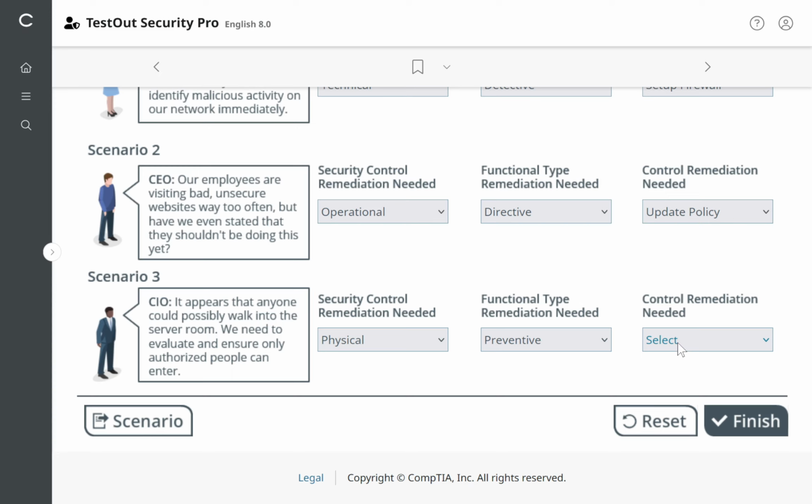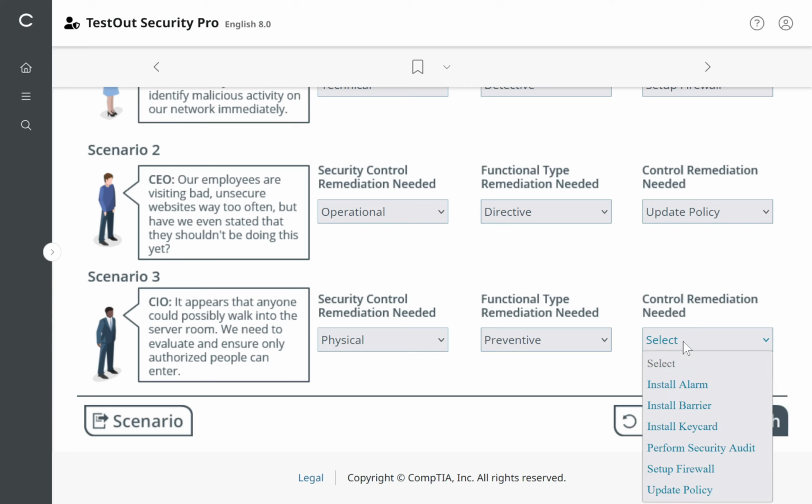And then what needs to be done to prevent anyone from just walking into the server room? So you have installing an alarm. That one will not deter. A key card will not also deter. Okay, let's see. So you have an alarm. We have a barrier. So if anyone can enter the server room, we need to evaluate and ensure only authorized people can enter.